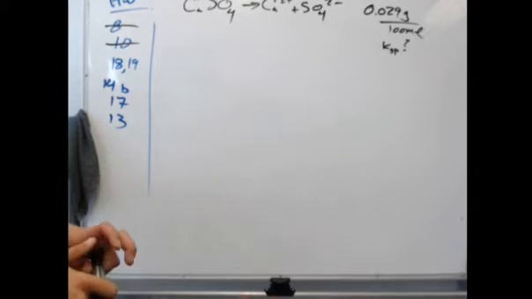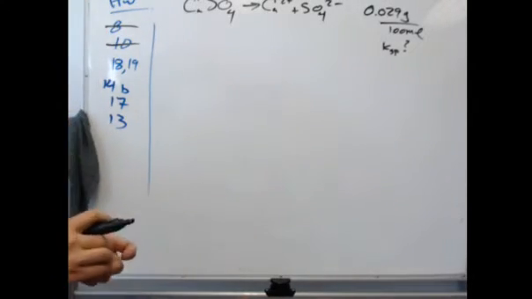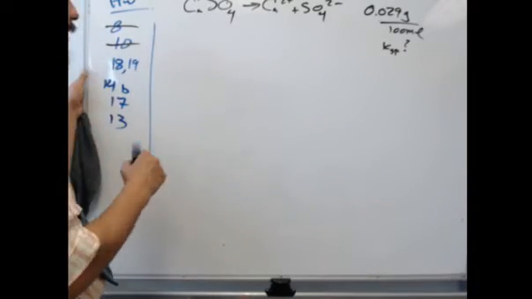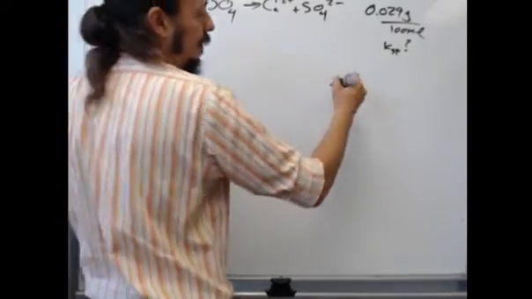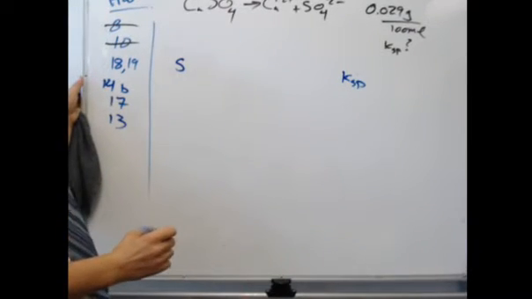Okay, so we are given the solubility in grams per 100 milliliters. We need to find the KSP. Let's go ahead and do some road mapping. Lowercase s is the solubility. KSP is the equilibrium constant. How do we get between the two?